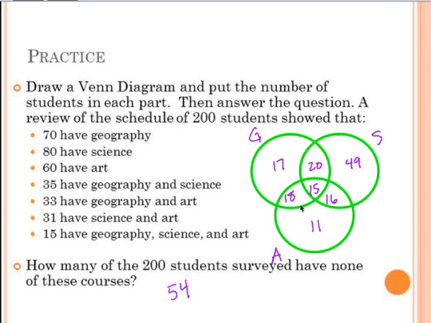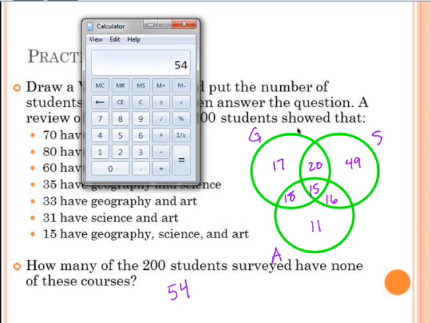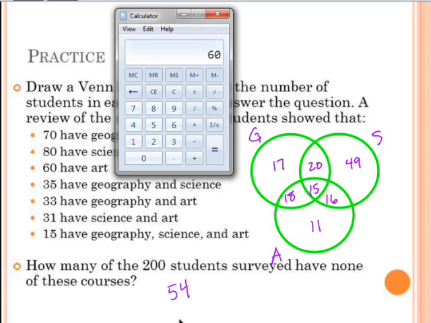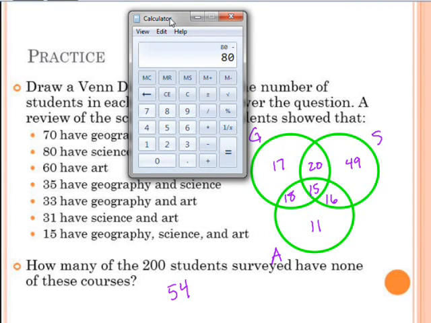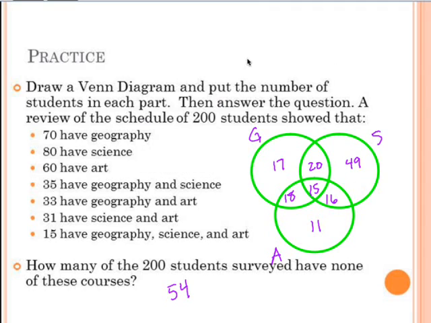Same thing here for geography and art. That's how I got 18. Same thing here for geography and science. That's how I got 20. Now, 60 have art. So I go to my art circle and I take 60 in my fancy-dancy calculator, and I'm going to subtract the other 3 numbers. So I know that 60 have art, minus 18, minus 15, minus 16, and that's how I got 11. It says 80 have science. So I have 80 minus the 20, minus the 15, minus the 16, and that's, well, yikes. That's how I got my math way off. Good, let's fix that.